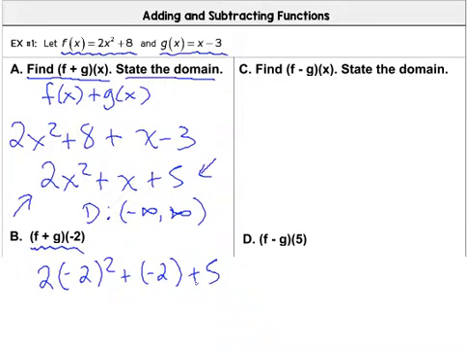And now we simply evaluate. We'll get positive 4 times 2 is 8. Minus 2 plus 5, which is 11.